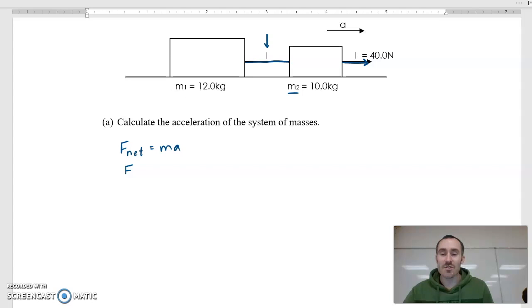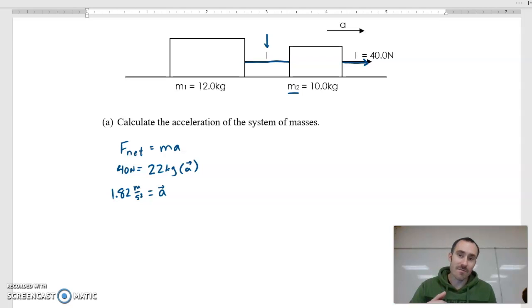That's M2. So the force is equal to 22 kilograms times a. And this force, let's just replace that force with the 40 newtons that we know we're pulling with. And so we can figure out the acceleration really quickly and easily. 40 newtons divided by 22 is equal to 1.82 meters per second squared. And that's to the right. Okay, so we've figured out the acceleration of the set of boxes.